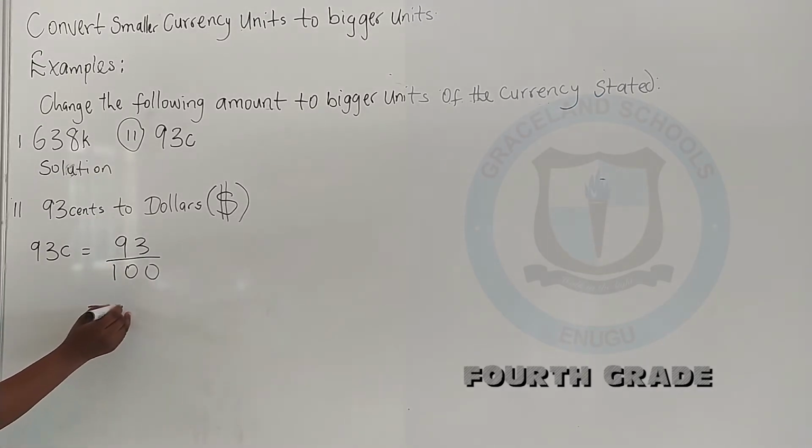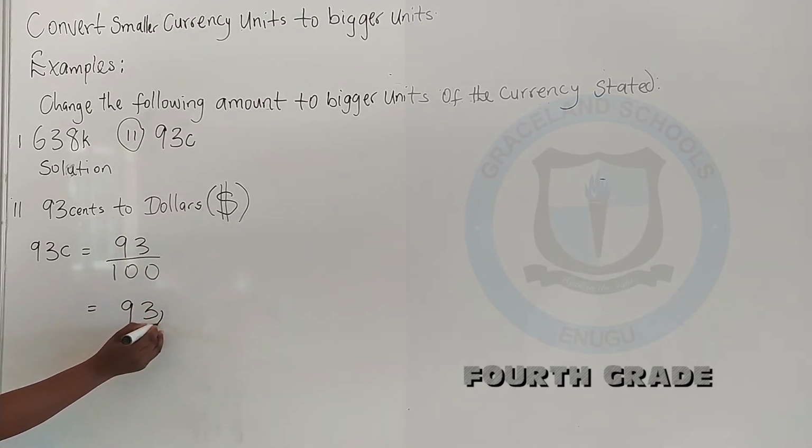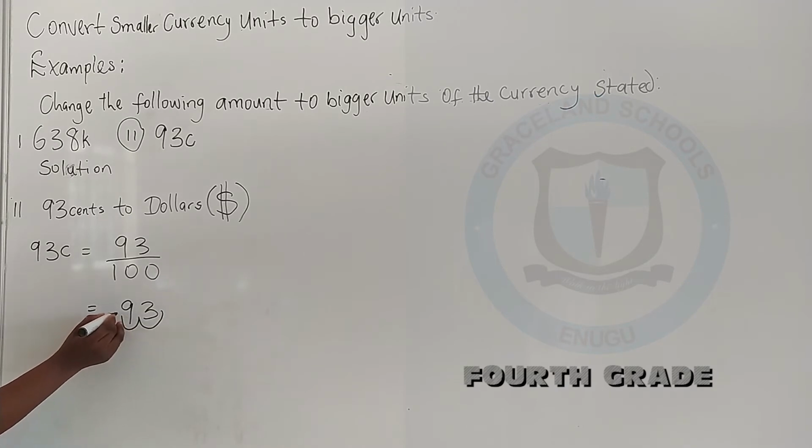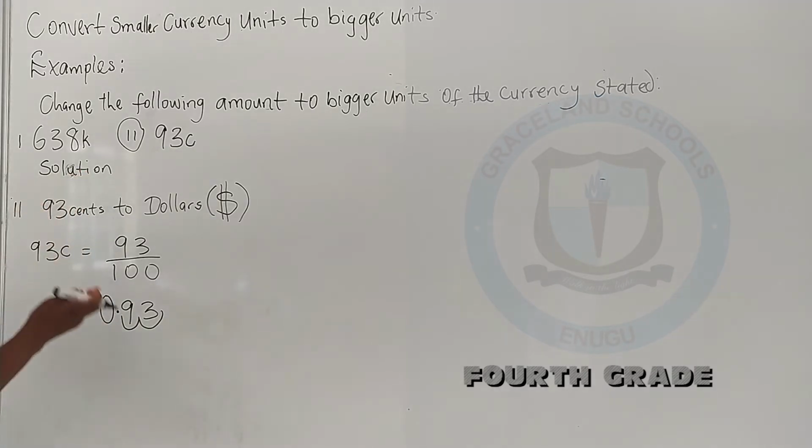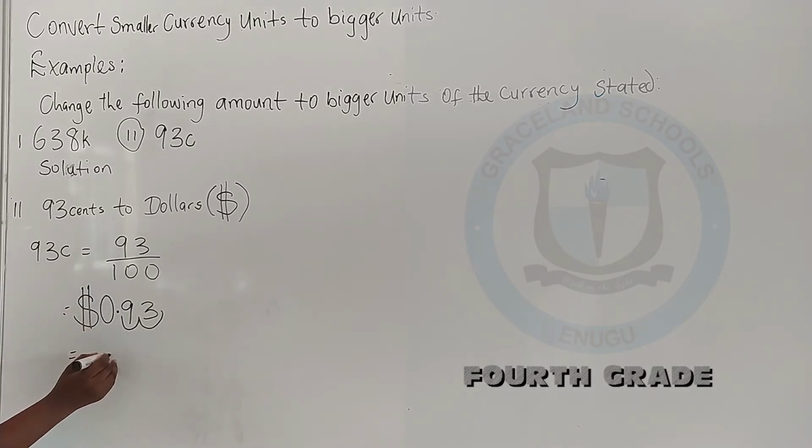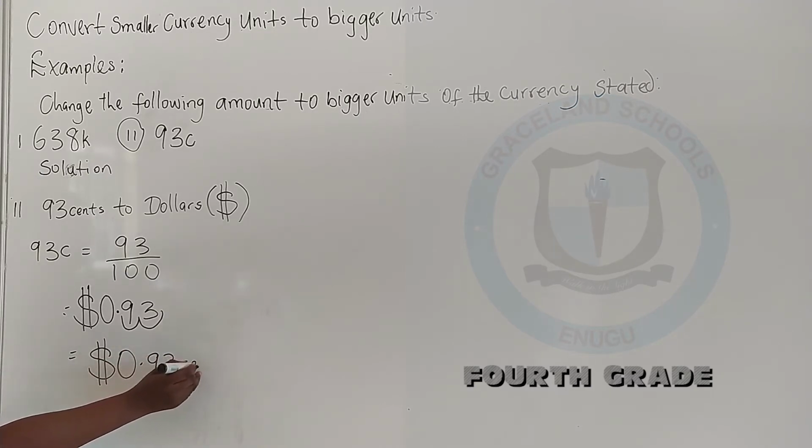Now, watch. 93, 1, 2. Put your point. Because this is just 93, no dollars, we put 0 there. Even if it's in naira, still the same thing. Okay? Then add your symbol. Your final answer is $0.93.